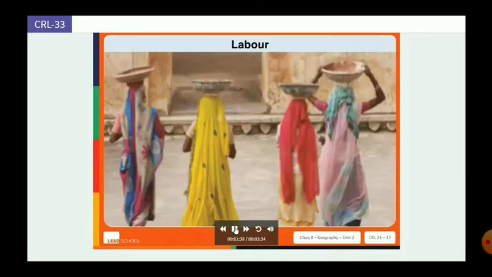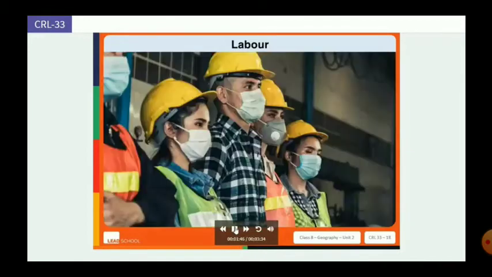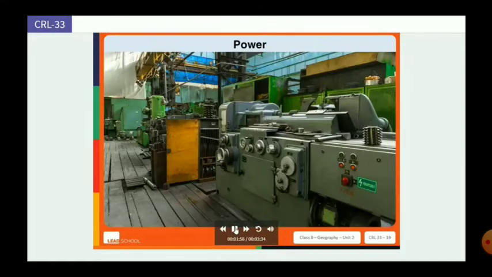Next, we have labor. Labor refers to the people who work in industries. Without labor, there would be no one to do the work. Therefore, industries are usually located in places where a large number of people are available to work. The next factor is power. Power generally refers to the electricity needed to produce goods and run machines.